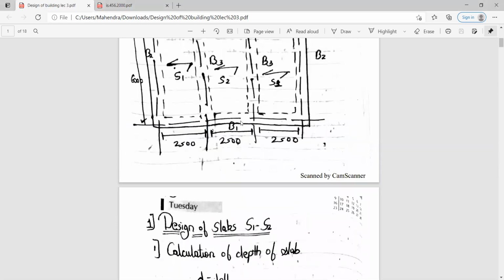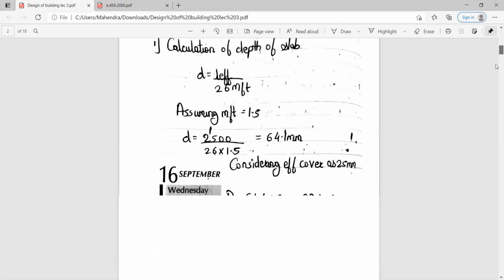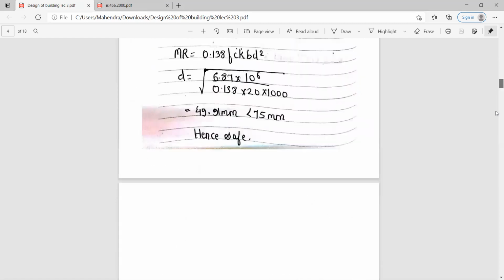So that is 2.5 by 2. यह बीम B3 है और यह बीम B3 है। तो इसके लिए हम डिजाइन कर रहे हैं, इसलिए यह 2.5 by 2 लोगे और यह 2.5 by 2 लोगे। And total dead load and the total live load you are going to consider over there.